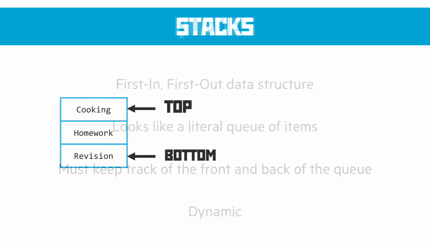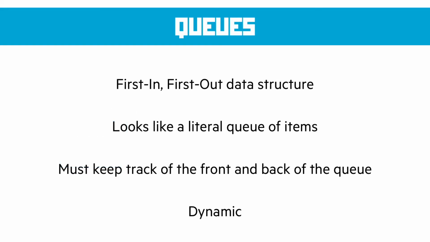A queue then is a first in, first out data structure where we can get to the first element quite easily. The first element in is the first element that is accessed and processed. It looks like a literal queue as if you were in a shop, and it must keep track of the front and back of the queue. We do that with pointers. It's also a dynamic data structure, so it can change in size.